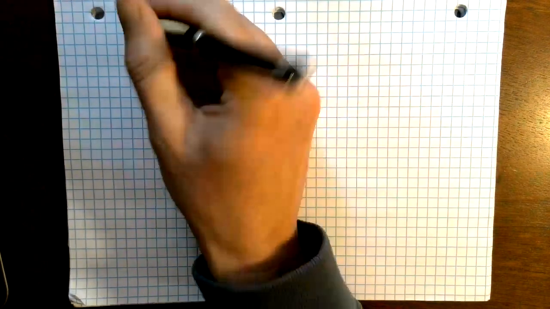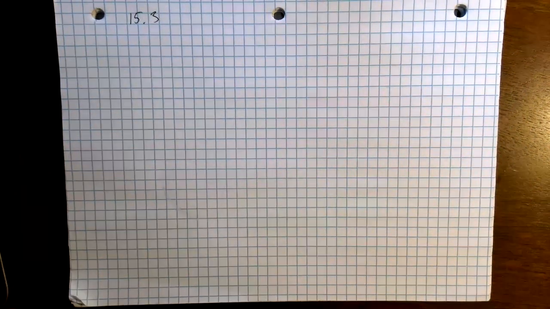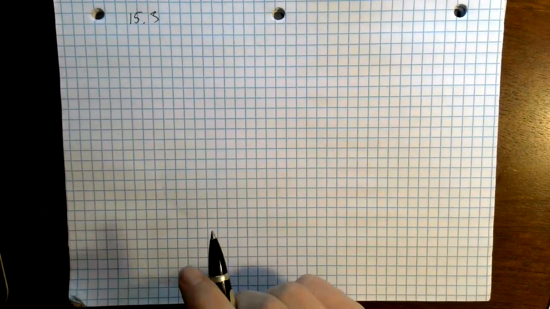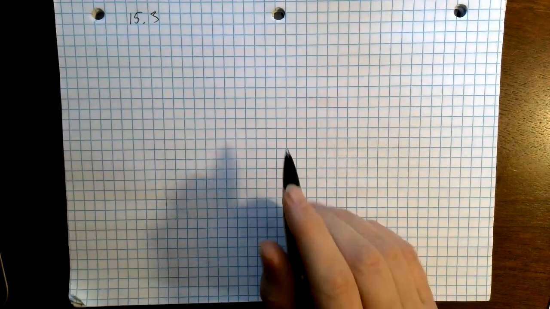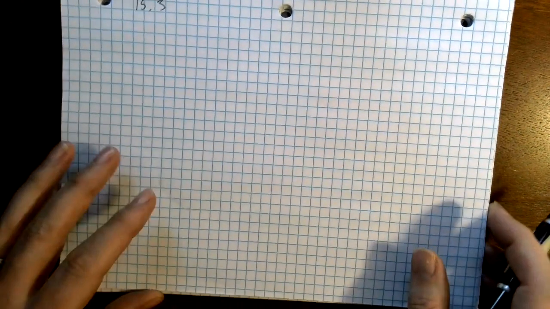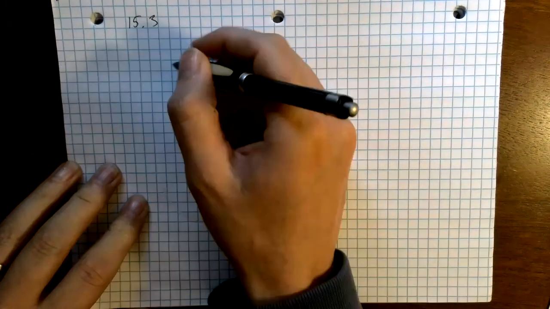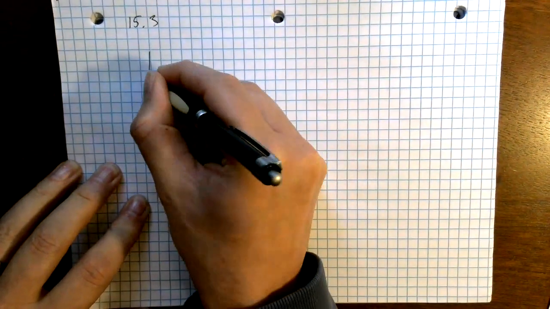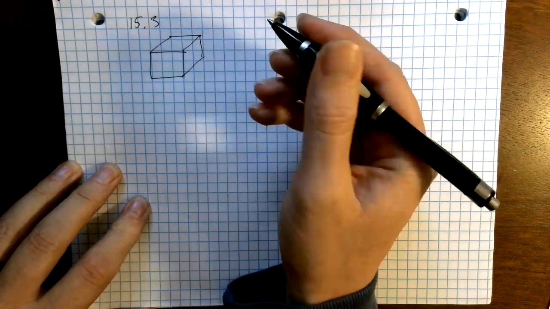All right, let's look at section 15.3, and this is about integration in more than two variables, or in three variables, and it's basically the same idea. So instead of starting with rectangles, let's start with boxes, right? So that's the three-dimensional version of a rectangle.